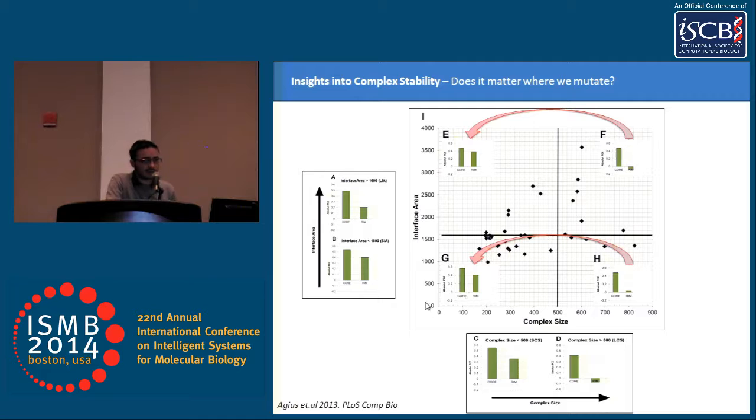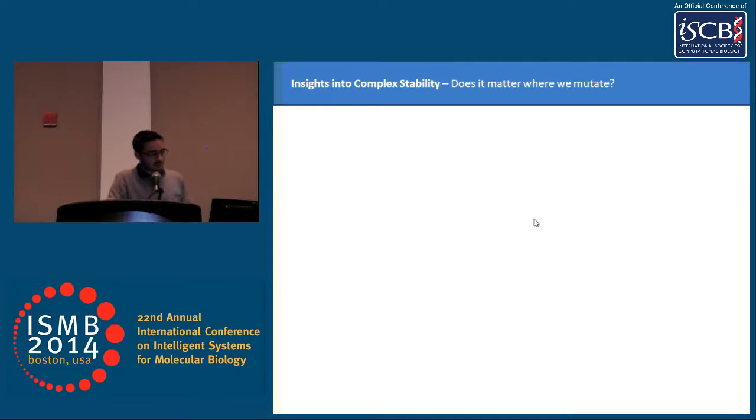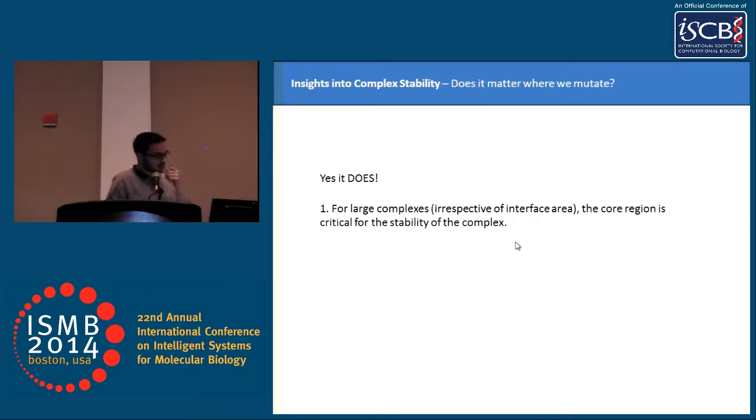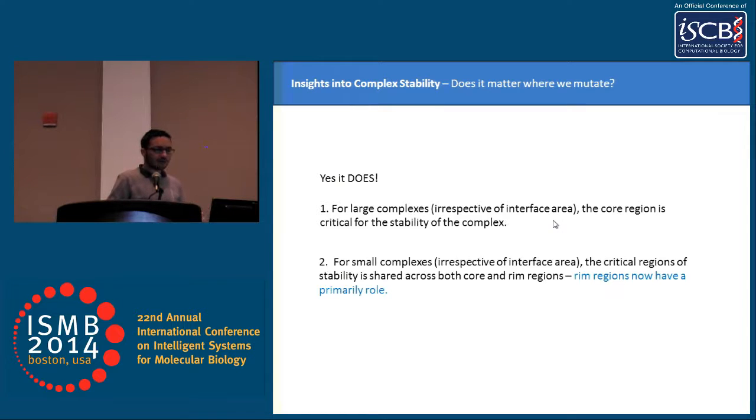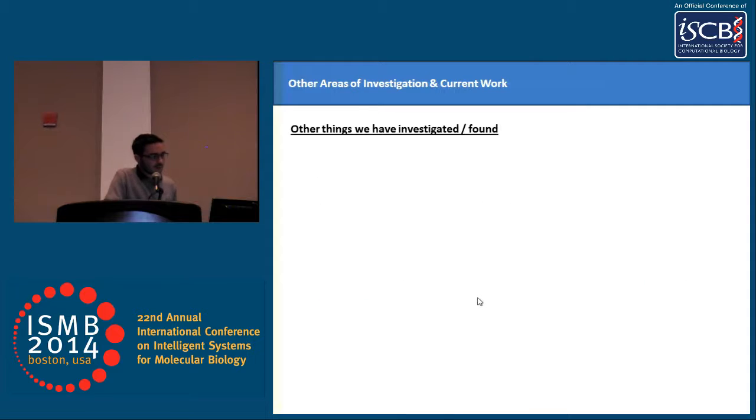So what we are seeing here effectively is that, independent of interface area, it is complex size that affects the role rim regions play. And this is summarized here. The idea is that when you want to apply mutations and maybe stabilize the complex, depending on what size complex you have, you may be better off mutating, for example, in the rim regions rather than the core regions, or at least both of them.